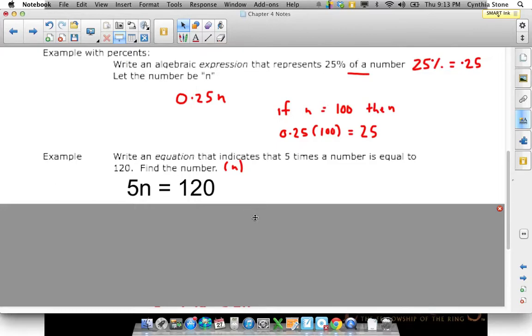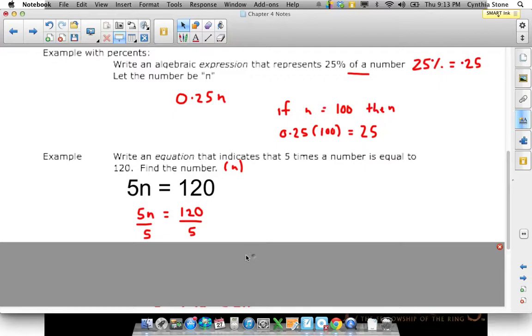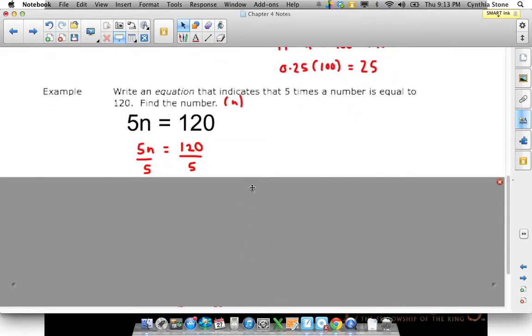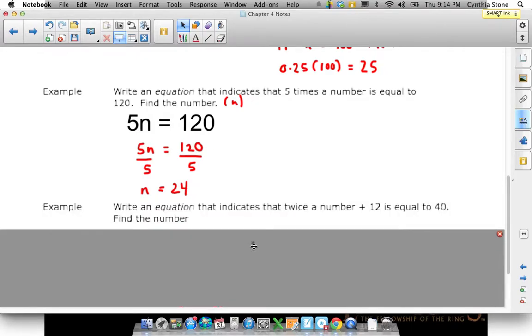And you should know by now, hopefully, that all you've got to do is divide both sides by 5. And when you do that, you get n equals 24. So that's what I mean by this part of the unit: the equations themselves to solve are really easy compared to some of the stuff you were doing. It's just that now I'm giving you a word sentence to come up with the equation. You have to come up with the number sentence.